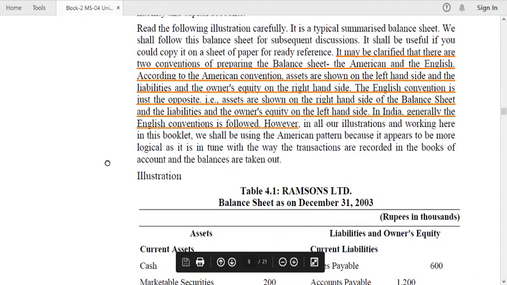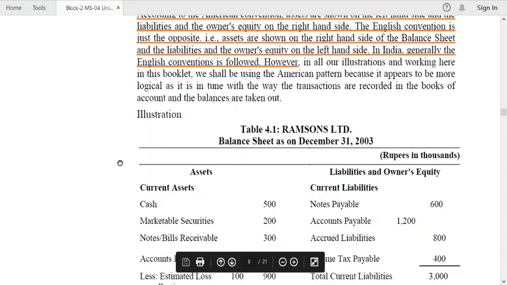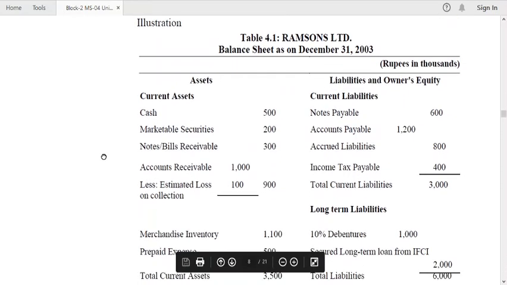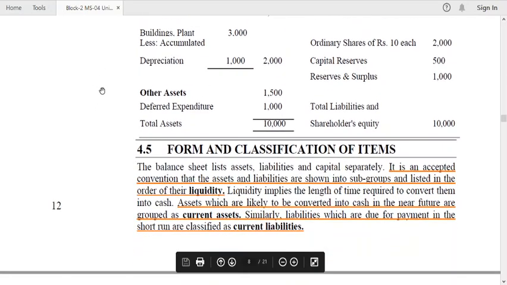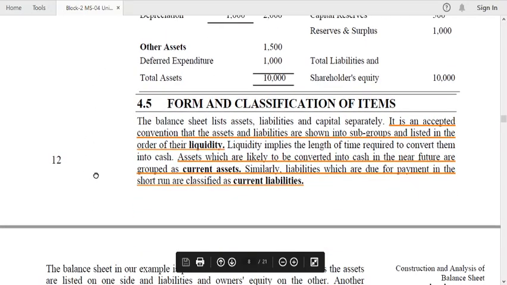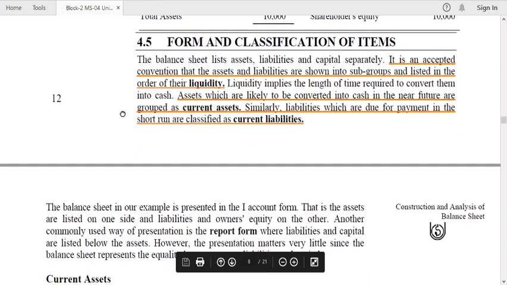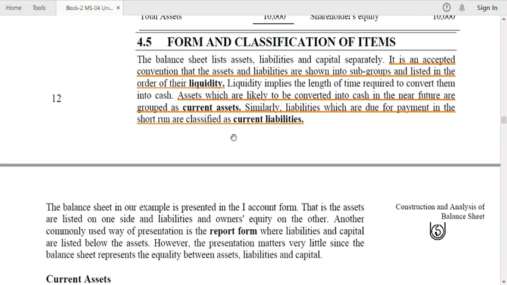Whereas for our convenience, for easy understanding, in this book we will be following the American convention only. Assets on the left side, liabilities on the right side. There is an example here. Okay. Form and classification of items. Classification of items in the balance sheet, like current assets, current liabilities, long-term assets, long-term liabilities.